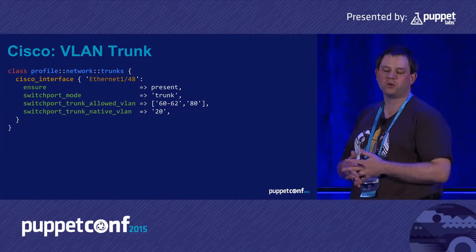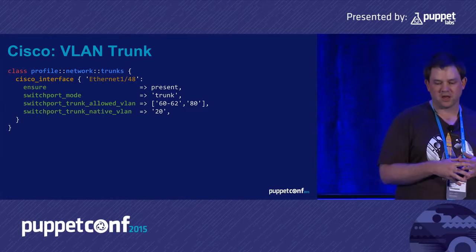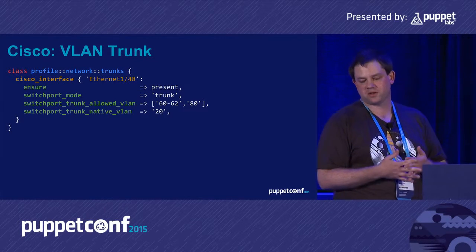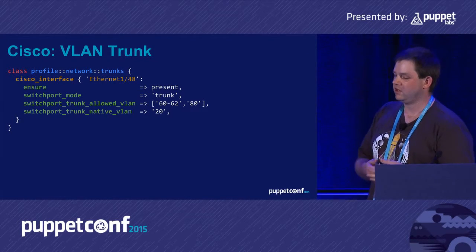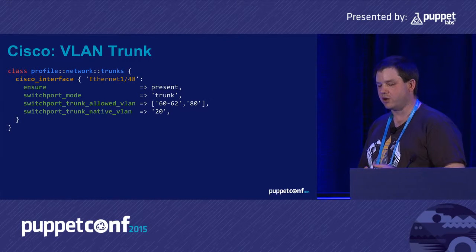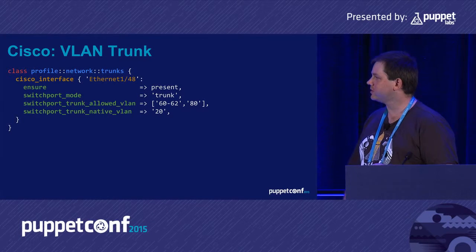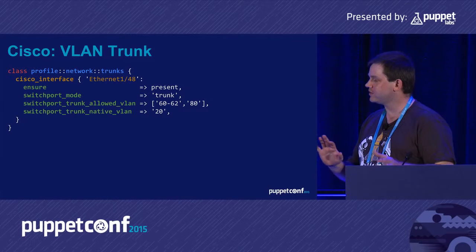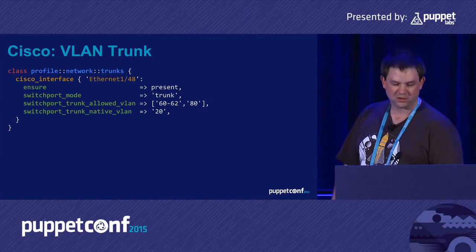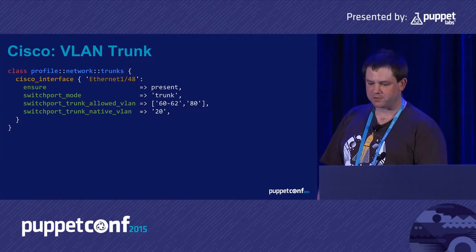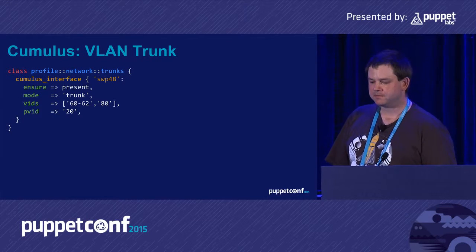Here's what that same code would look like on Cisco. This is a native type for a Cisco interface, ETH1/48. It's our uplink. Again, the same kind of looking code. The type language looks a little different. These are different vendors trying to figure all this out, so you're going to see some small differences in the types.